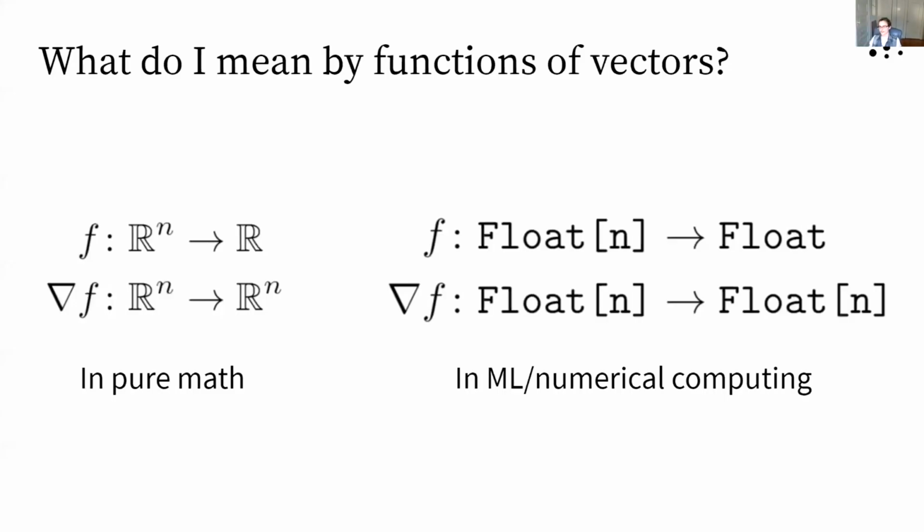So when I say that something is a function of a vector, for folks who do pure math, I'm talking about something that takes in an element of Rn, a real valued vector, and returns a real value. And then the gradient is a function that takes in a vector and spits back out a vector. But for folks who are doing machine learning, what I'm thinking of is a function that takes in an array of floats and returns a single float. And then the gradient is something that takes in an array of floats and returns an array of floats of the same shape.